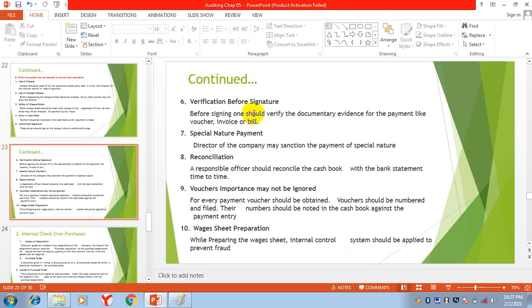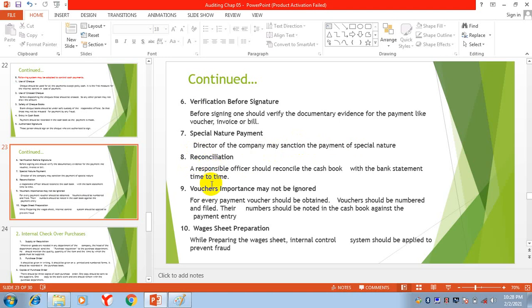Verification before signature: there should be one person who will verify it, and after verification, he will sign the checkbook. If there is a special nature payment, like purchase of land, not an ordinary payment, then first we will check the director's sanction, and after that we will make that payment. Ordinary payment is fine. The authorized person can sign that and give permission.